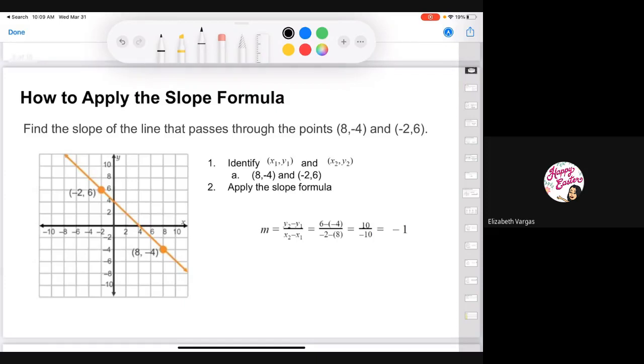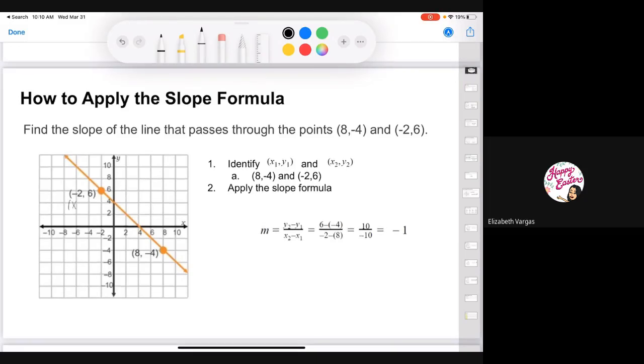So here's just another example of how we can apply the slope formula. Say we're asked to find the slope of the line that passes through these 2 points, and we're given those 2 points. So all I have to do is plug them into the slope formula. So this will be my x2 and my y2. This would be my x1 and my y1.